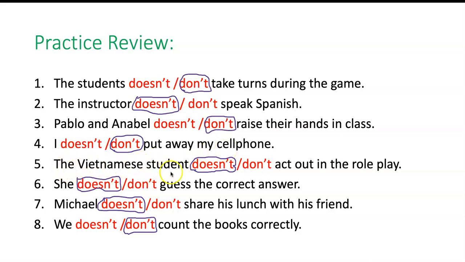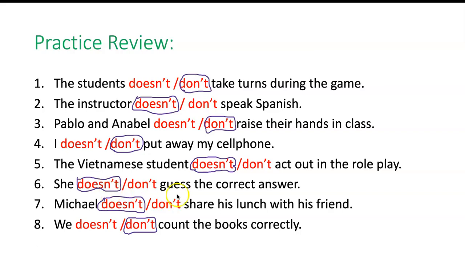The Vietnamese student doesn't act out in the role play. What is the meaning of act out? Act out is like, cuando usted hace como una mímica, actuar, ¿ok? Role play significa algo que usted hace como un teatro.